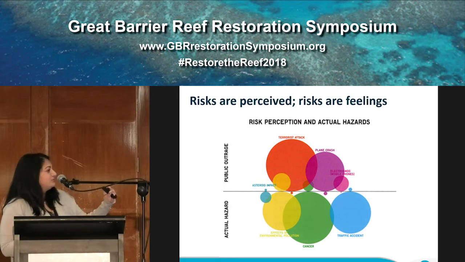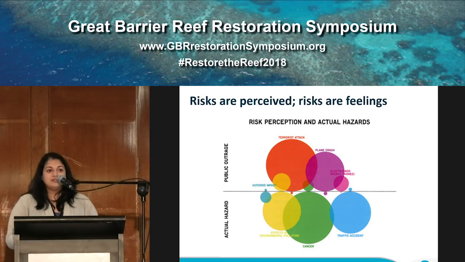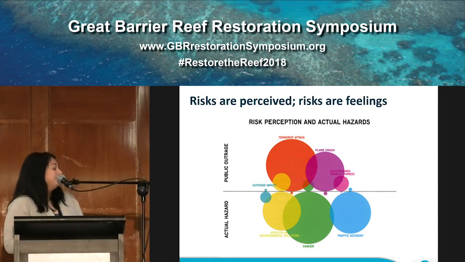Similarly, if you look at the blue circles on the far right, the actual hazard of a traffic accident is quite high relative to the riskiness we perceive it to be. So we take our cars every day to do a number of different things, and we don't think twice. And that's because of our lifestyle preferences and the things that we're used to doing.